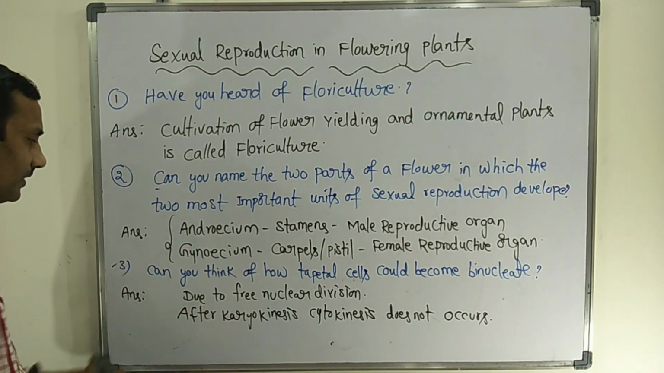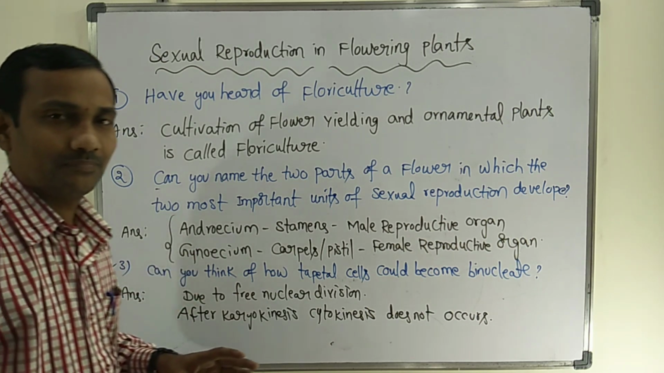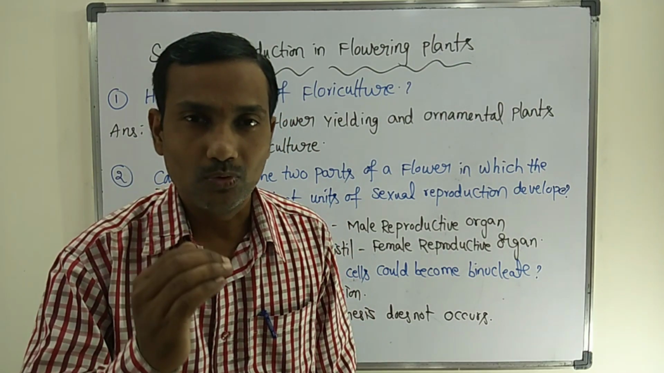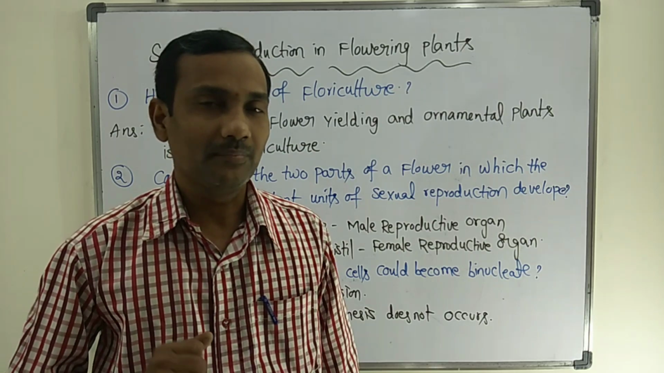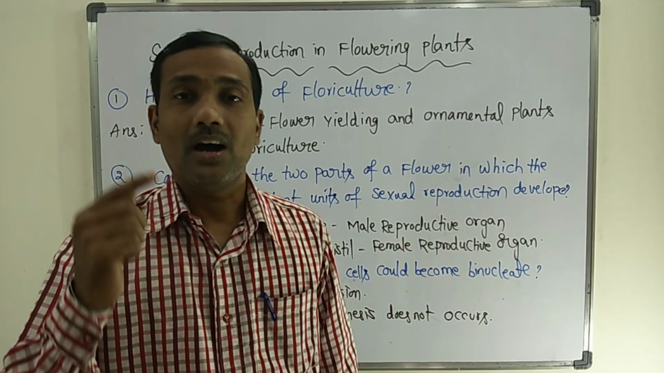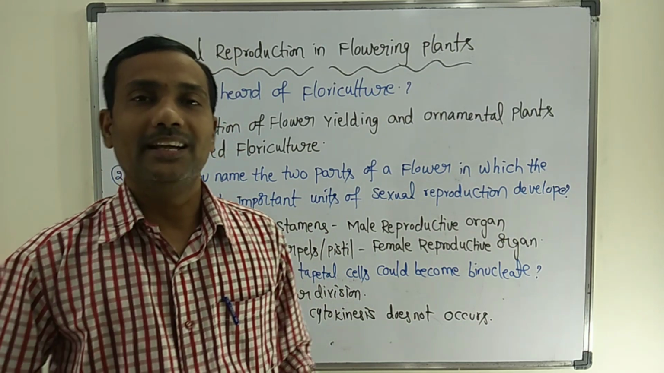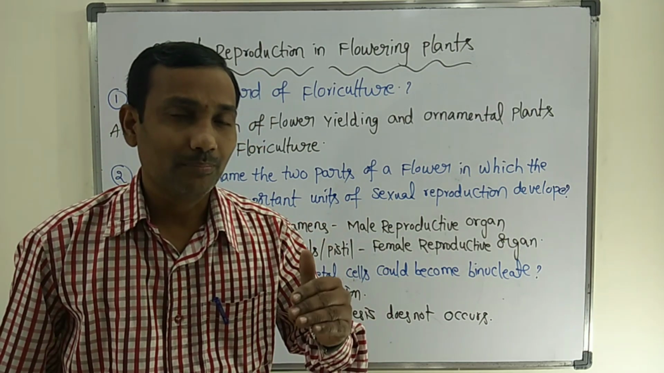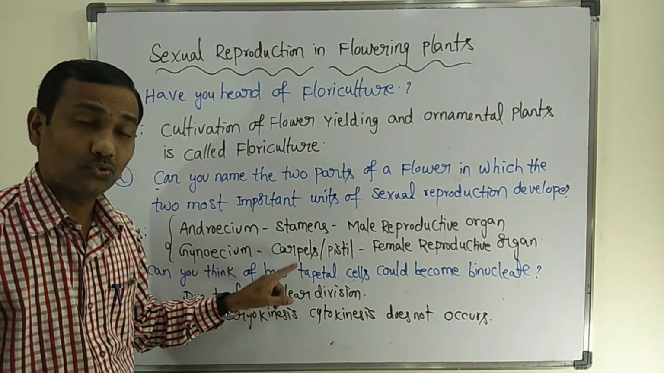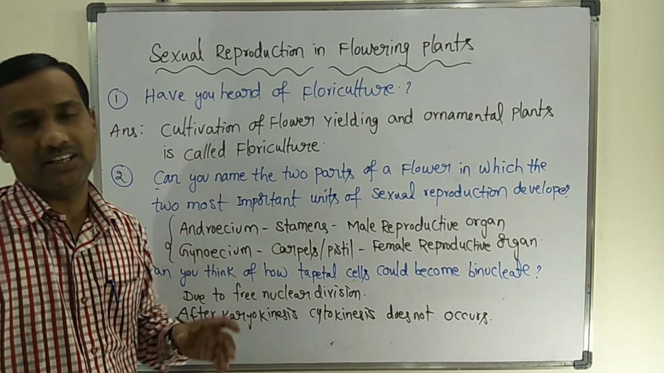The third question, can you think of how tapetal cells could become binucleate cells? The tapetum, or tapetal cells, is the innermost layer of the anther wall. The anther wall consists of four layers. Outside is the epidermis, the second layer is endothecium, and the third layer is the middle layers. Below the middle layers there is one more important layer, that is tapetum or tapetal cells. Question: how do tapetal cells become bi or multinucleated?